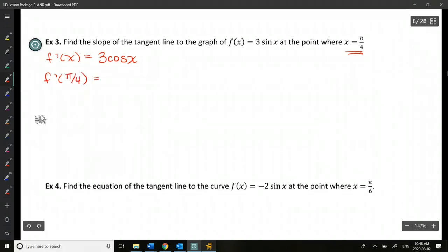Okay, so we do not need our calculators. Don't grab your calculator, you don't need it. You should be able to calculate something like this. We have some special triangles that can help us with this.